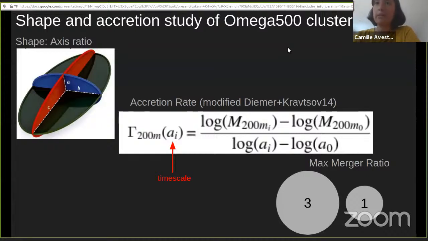But what you can do in simulations is you can look directly at the 3D axis ratio. You can trace galaxy clusters in their entire history. So you can take a look at their accretion rate, and you can, from the merger trees, measure the maximum merger ratio. So I should mention that the accretion rate that Hanqing looked at is actually a modified Diemer-Kravtsov accretion rate. Typically, they looked at the accretion rate since redshift 1, so what the change in mass is since that epoch, whereas Hanqing took a look at how varying that time scale better informed us of the predicted ICM shape.